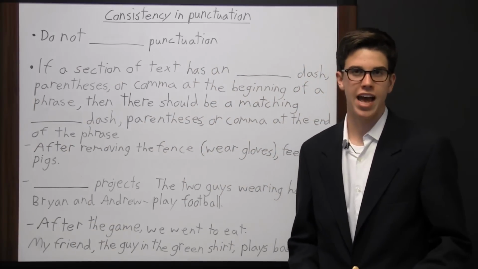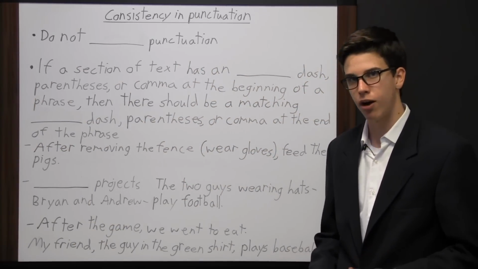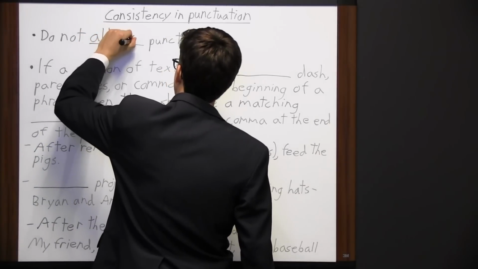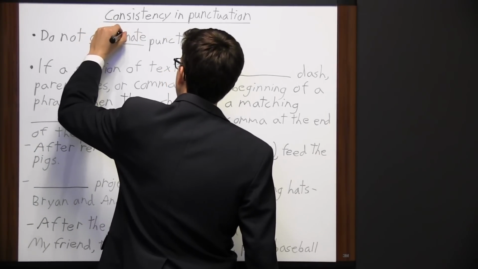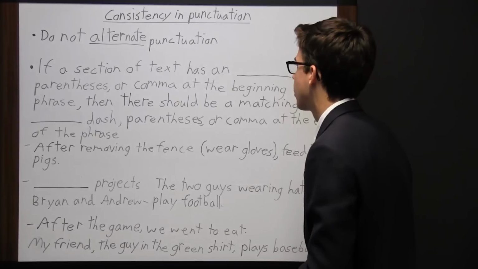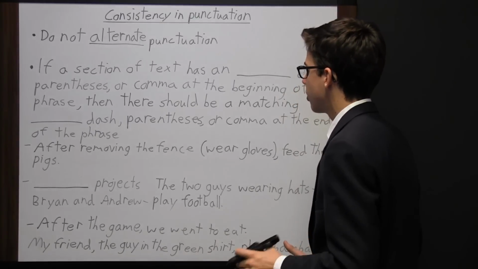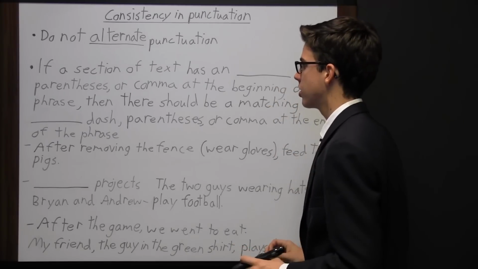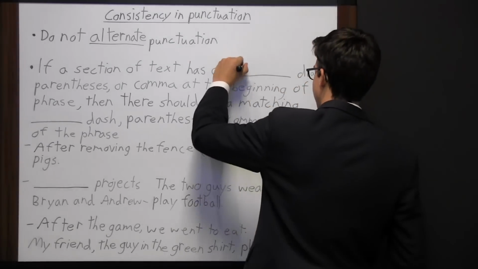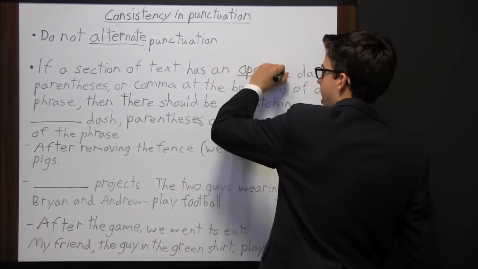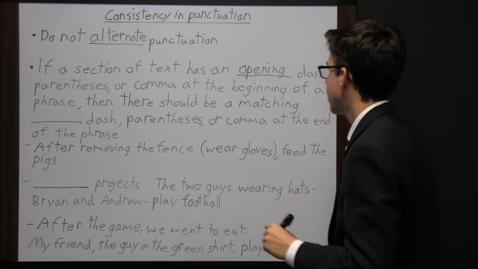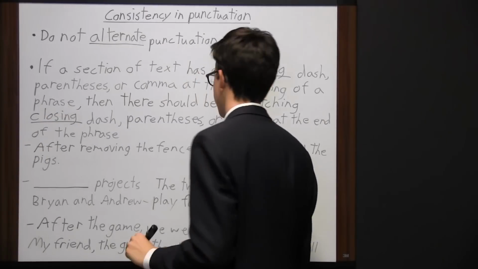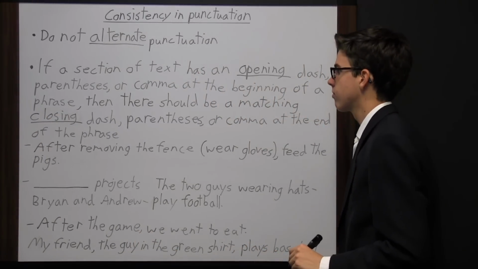When writing, it's important to have consistency in your use of punctuation. So you never want to alternate punctuation. So say you start a phrase with a comma, you wouldn't want to end it with a dash. Now it's also important to use these types of punctuation in pairs, like such as dashes, parentheses, or commas. You always want to use those in pairs because if a section of text has an opening dash, parentheses, or comma at the beginning of a phrase, then there should be a matching closing dash, parentheses, or comma at the end of the phrase.